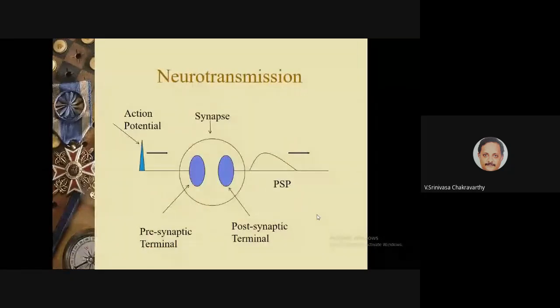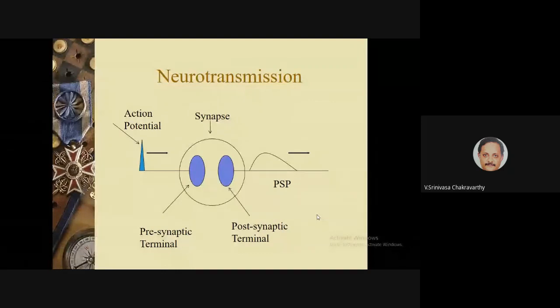You remember the classic experiment by Otto Loewi, who showed that the signal transmission from the vagus nerve to the heart is chemical. The signal that is transmitted is a chemical. And that happens pretty much in most synapses.